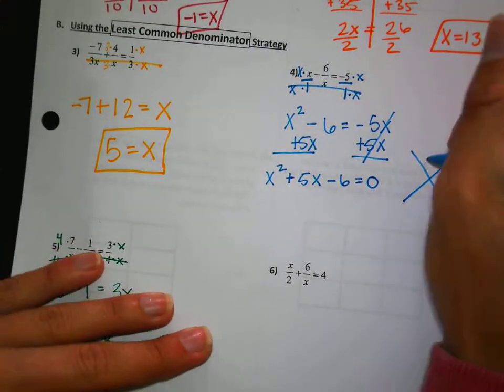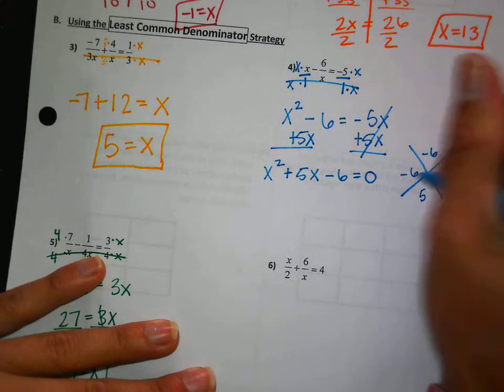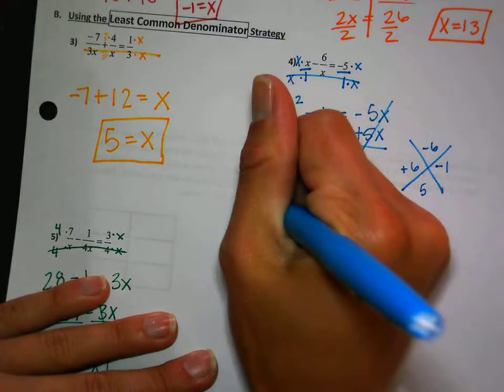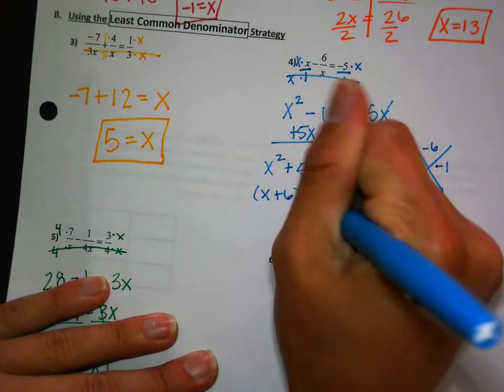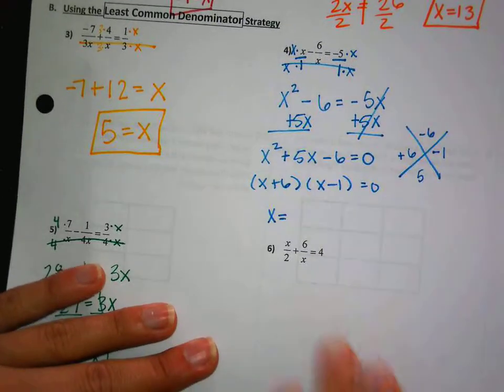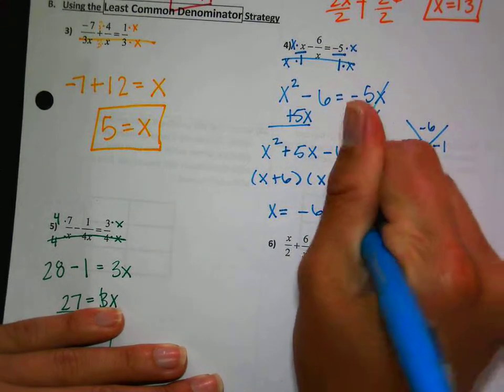So what multiplies to give me negative 6 and adds to give me 5? Yeah, positive 6, negative 1. So (x plus 6)(x minus 1). Yes, so I'll have two answers as my solution, which are what? Negative 6 and positive 1. Good.